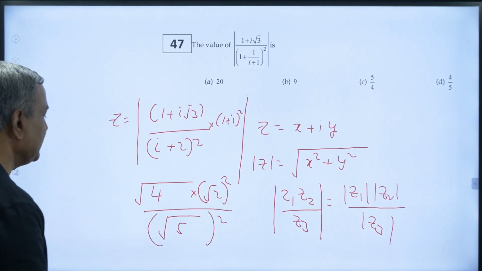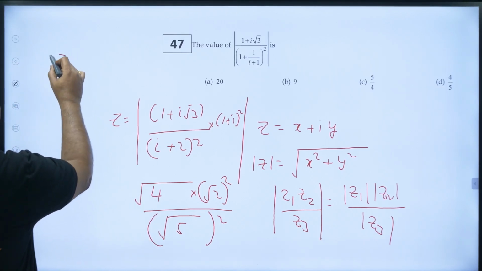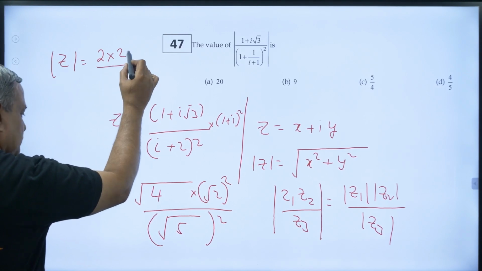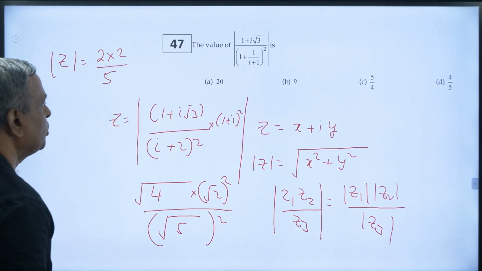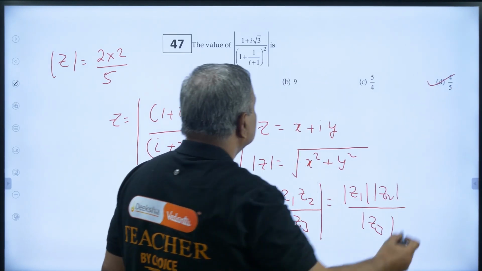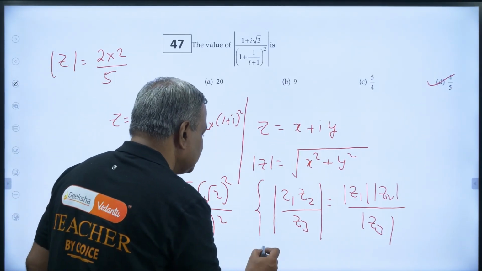Okay, so finally we get the answer. Mod z will give you 2 into 2 by 5, which is 4 by 5. Option D is correct. Okay, so this is the concept. I curly bracket I will put it. This is the concept.